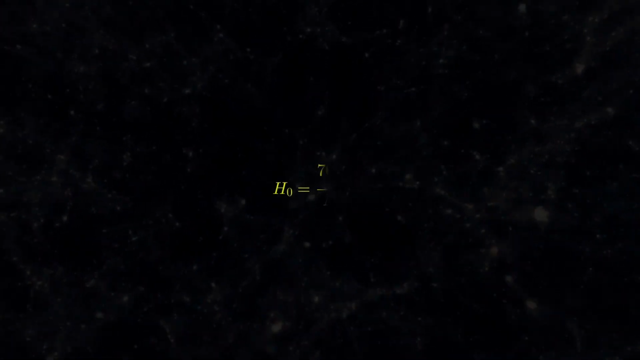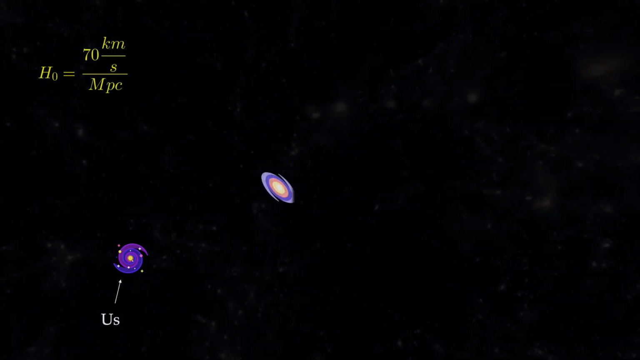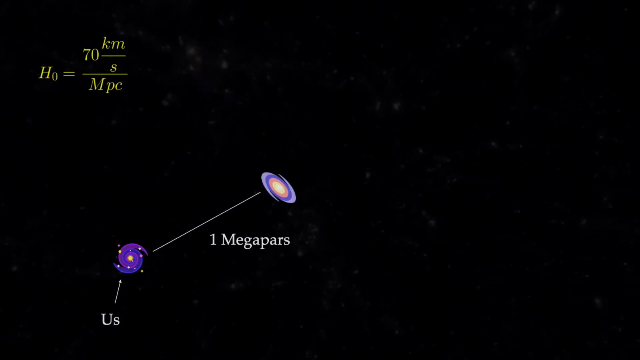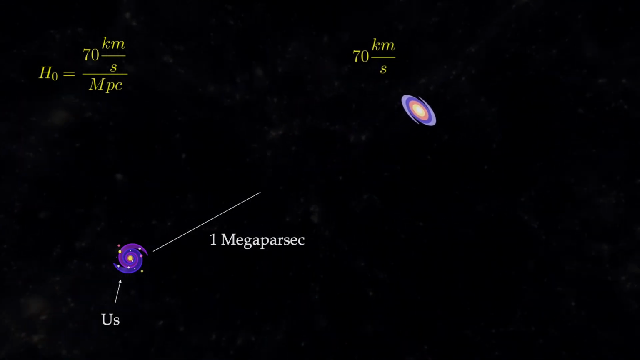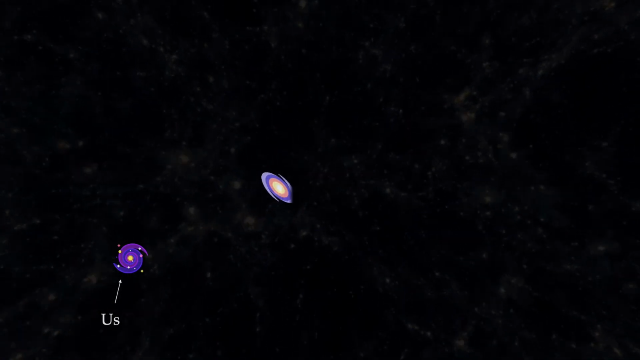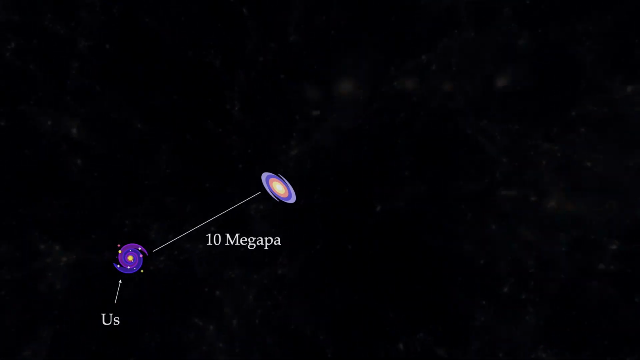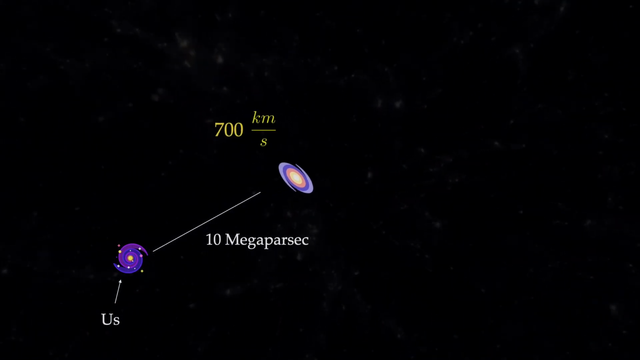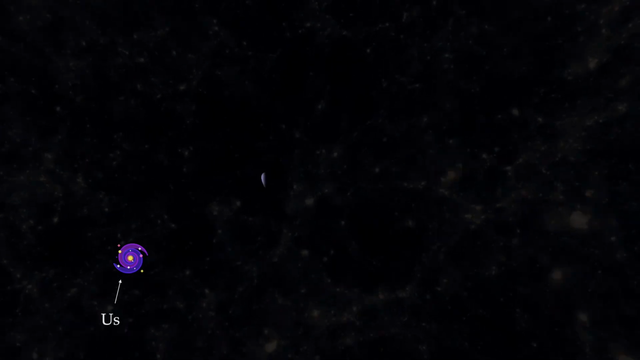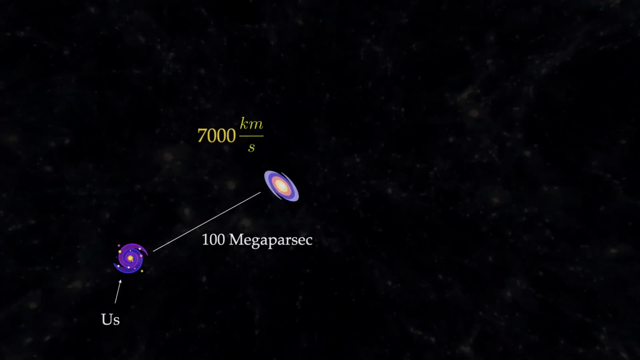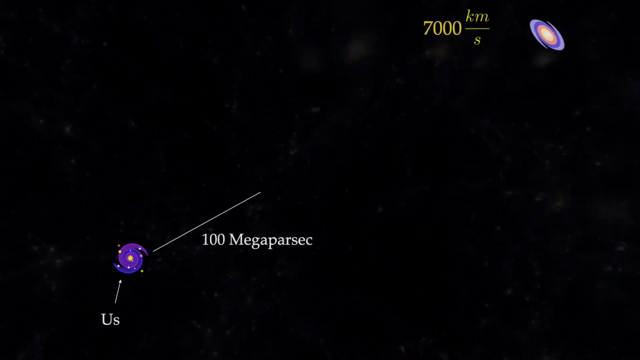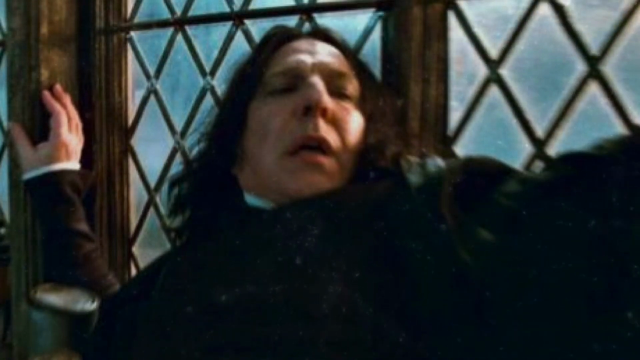Now back to the Hubble constant. 70 kilometers per second per megaparsec means that a galaxy at a distance of 1 megaparsec is moving away from us with a speed of 70 kilometers per second. A galaxy at a distance of 10 megaparsec would move away with 700 kilometers per second from us. And a galaxy 100 megaparsec away from us would already fly at a crazy speed of 7,000 kilometers per second.